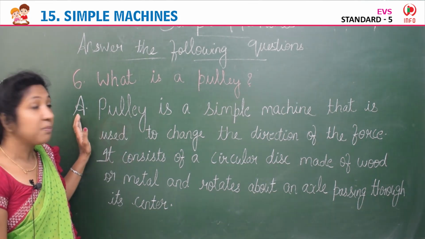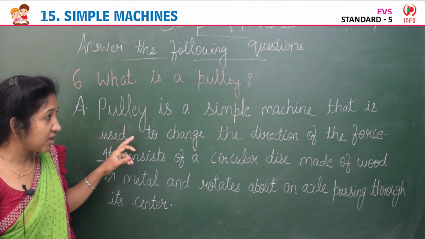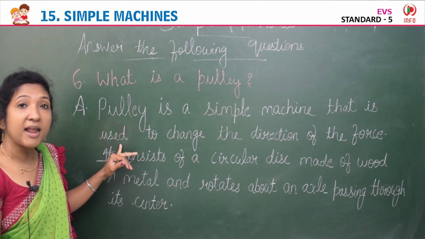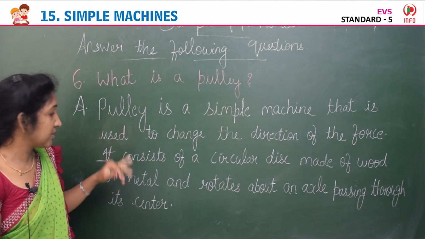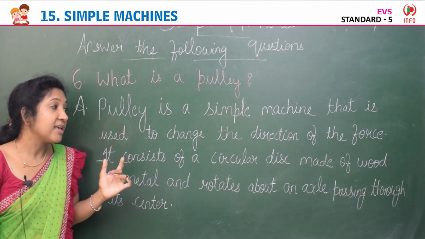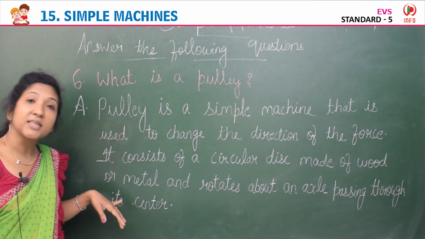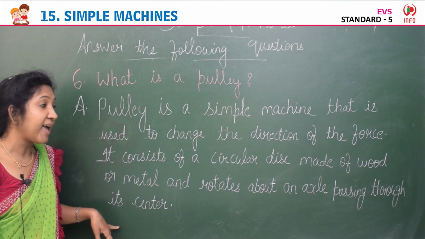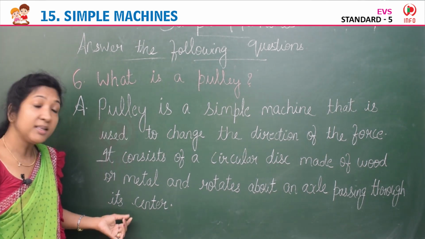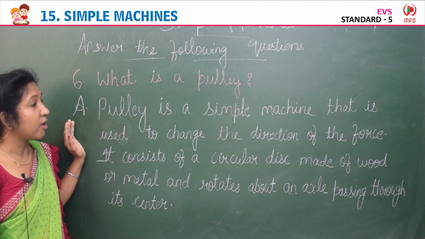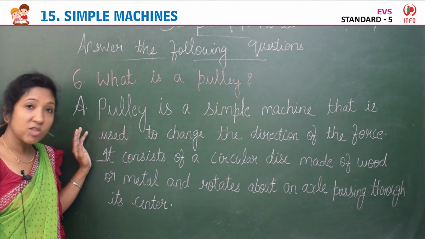Okay. So, what is a pulley? A pulley is a simple machine that is used to change the direction of the force. It consists of a circular disc made of wood or metal and rotates about an axle passing through its center. That's about the pulley. Okay, children?